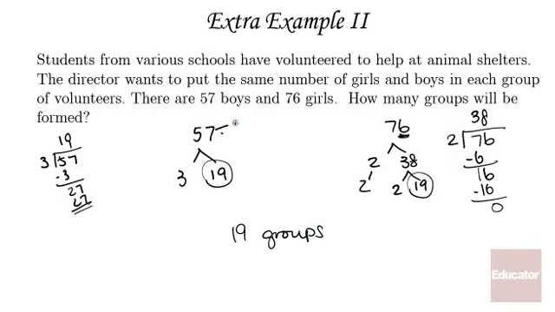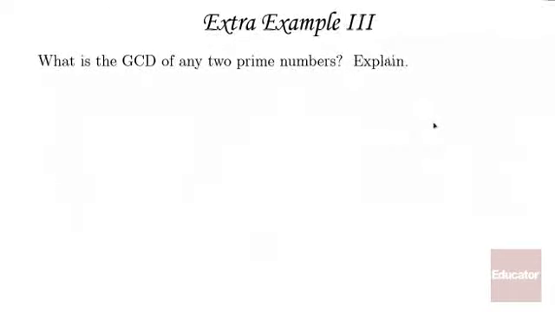So let's divide by 19 and see if that works. 57 divided by 19 is 3, and 76 divided by 19 is 4. So that means each group is going to have 3 boys and 4 girls. Each of the 19 groups will have 3 boys and 4 girls.